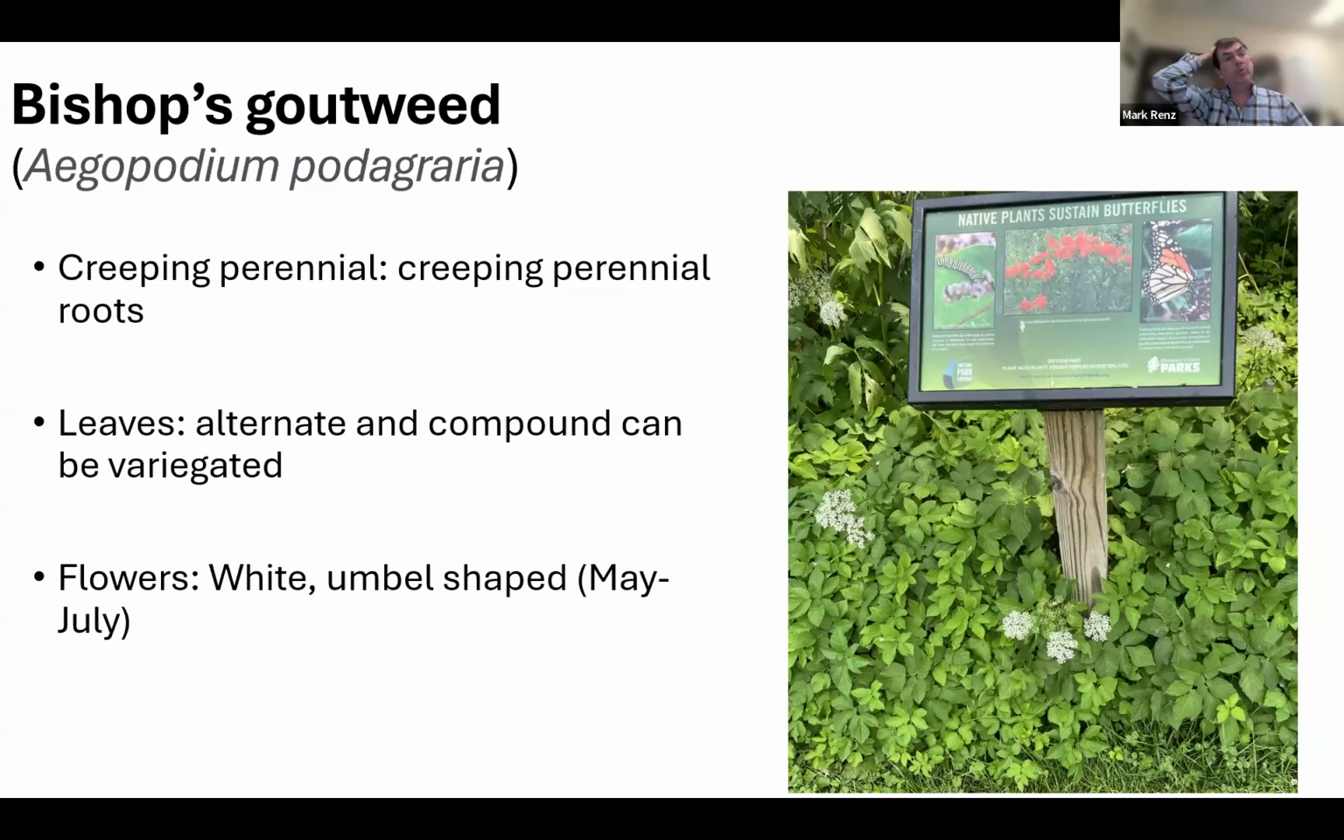One of the reasons why I would not recommend clopyralid in most situations. Okay, moving on to the last one, Bishop's goutweed. This has many other names. Aegopodium podagraria is the scientific name. Another creeping perennial. Its leaves are quite a bit different. It's in the carrot family. It has alternate compound leaves. The leaves can be variegated. In most cases, they're not. And it has this white umbrella-shaped flower, as you'll see in many of these pictures.